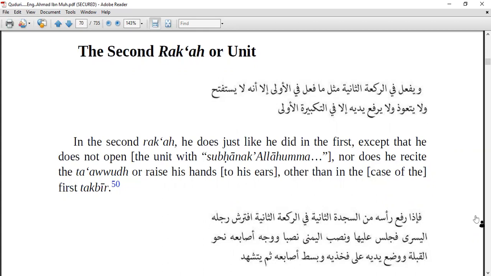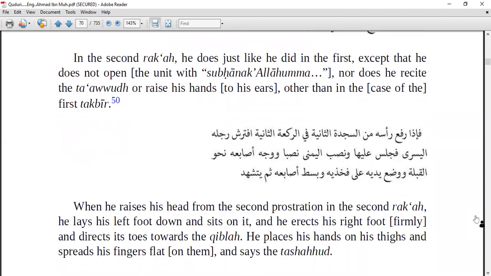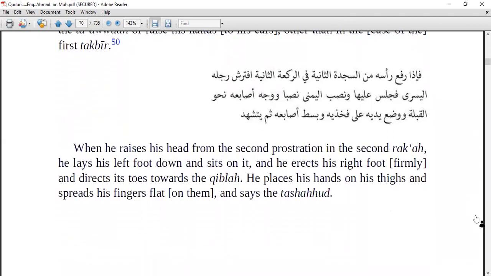Now you've done with the second sajda of the second unit. What do you do next? فإذا رفع رأسه من السجدة الثانية في الركعة الثانية. When you raise your head from the second sajda of the second rak'ah, افترش رجله اليسرى. For the man, he spreads his left leg on the ground and sits on it. ونصب اليمنى نصبة, and erects his right foot firmly on the ground. ووجه أصابعه نحو القبلة, with the toes of the right foot pointing towards the qibla.